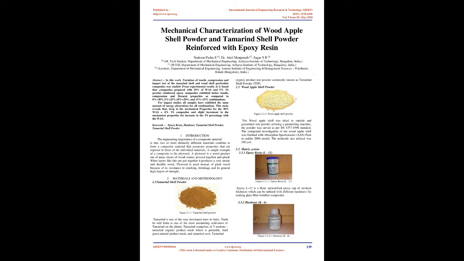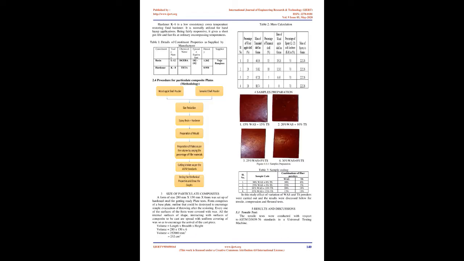1. Introduction. The engineering importance of a composite material is that two or more distinctly different materials combine to form a composite material that possesses properties that are superior to those of the individual materials. A simple example of a composite is plywood. Plywood is a wood product made of many sheets of wood veneer, pressed together and glued. When layers like this are put together, it produces a very sturdy and durable wood. Plywood is used instead of plain wood because of its resistance to cracking, shrinkage and its general high degree of strength.